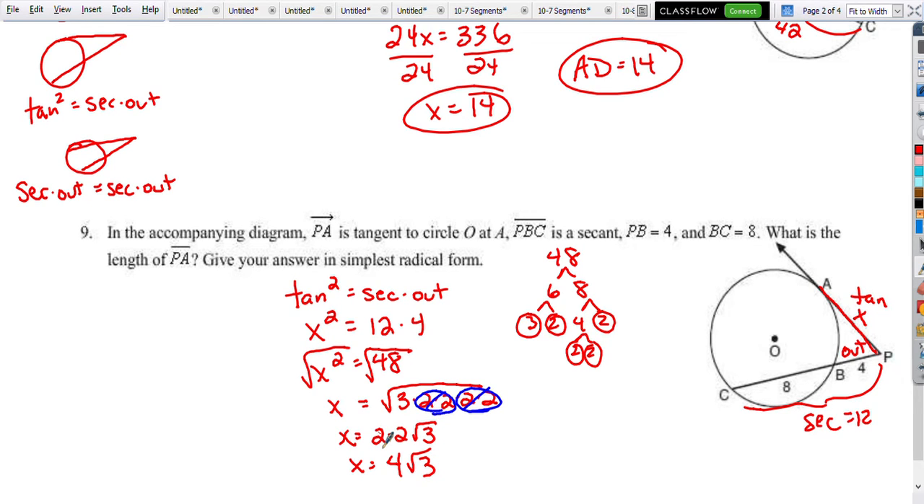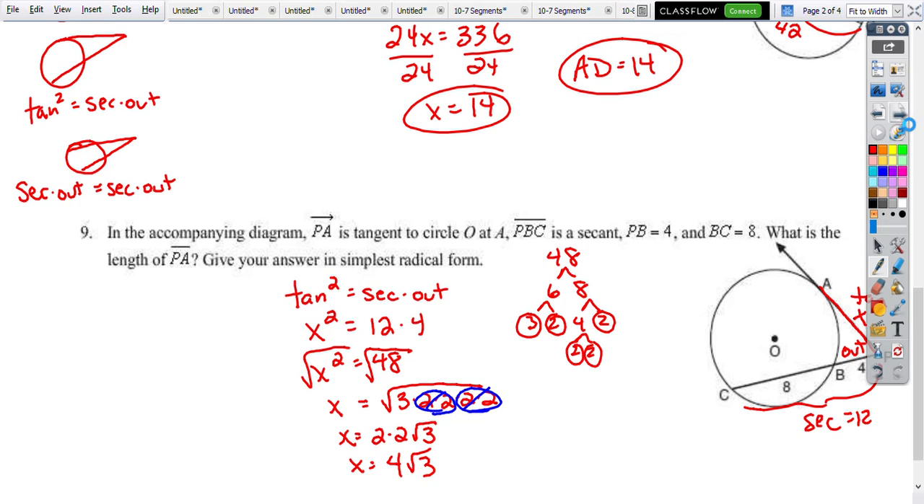All right. Number 10 on the next page. We're getting there, slowly but surely.